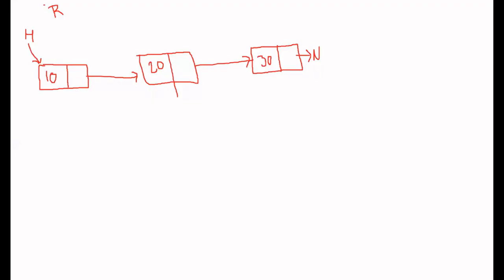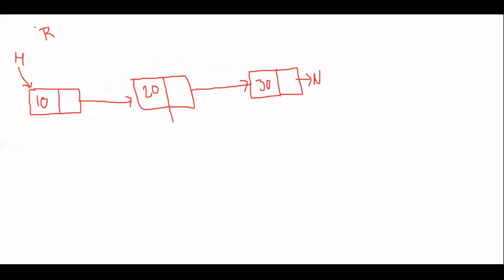Okay. So what I was saying, head is pointing to this 10, and 10's next is pointing to 20, and 20's next is pointing to 30, and 30's next is pointing to null. So what our code is doing: first it will check if head is equal to null. No, head is not equal to null. Head's next is equal to null? No, head's next is also not equal to null. So it will run through a while loop.